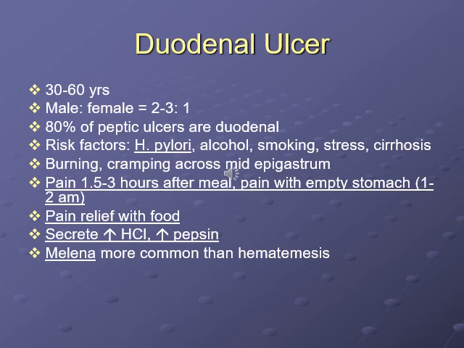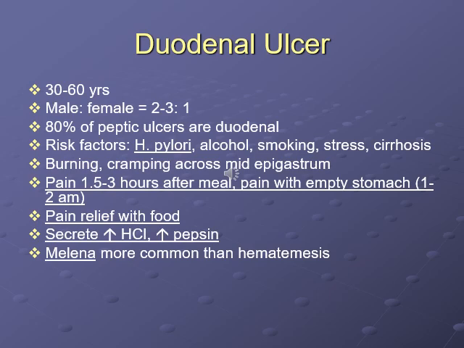So duodenal ulcers are 80%, so they are much more common, definitely have more of an association with the H. pylori with duodenal, but you can still see many of the same potential risk factors. Again, same sorts of complaints, burning, cramping, same location, mid-epigastrium area, but now you see the pain is an hour and a half to 3 hours after meal because it takes longer to get to that duodenal ulcer area. So pain, and then pain also on an empty stomach about 1, 2 in the morning.